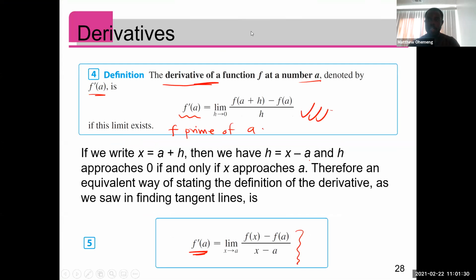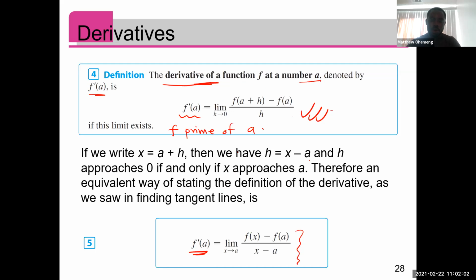Last week we learned a very important formula for obtaining the slope of the tangent line or the instantaneous velocity. It is something we call a derivative. The derivative of a function f at a number a, denoted f prime of a, is given by the limit as h approaches 0 of f of a plus h minus f of a, all over h. As I said, you need to memorize this going into the exam. It's very important.